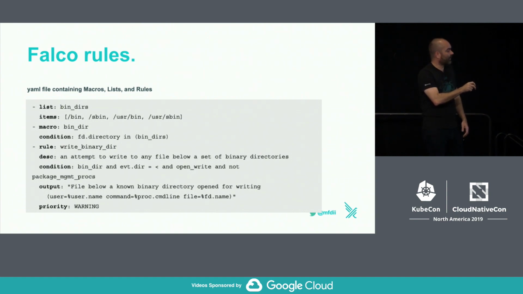And then we can see the rule here. We have I'm a binder, and event direction is the system call is returned. That's kind of not important, so we'll just skip it. I've opened something for writing in this directory, and I'm not a package management process. What will happen is Falco will alert. You'll get the username, you'll get the command, and the file name of what was actually being manipulated underneath that directory. Make sense?